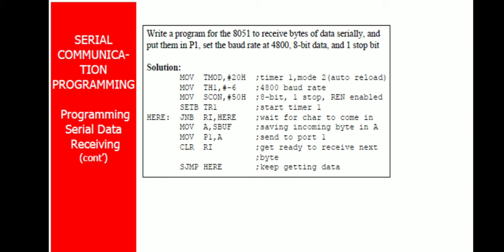When RI is raised, the content of the SBUF register is moved to the accumulator with the help of MOV A, SBUF. Then the content of the accumulator is given to port 1, as per our problem, MOV P1, A. Then clear the RI flag with the instruction CLR RI and SJMP HERE for continuous reception.